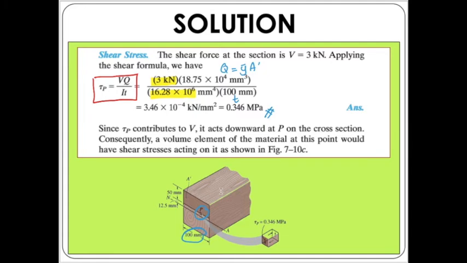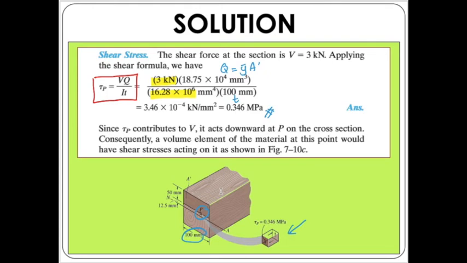Since tau P contributes to V, it acts downwards at P on the cross section. Consequently, a volume element of the material at this point would have shear stresses acting on it as shown in the figure. So we have tau P acting as in this figure. We have already learned about shear stress transformation earlier, so actually this is what we are calculating, only that here we are considering the beam as a whole.